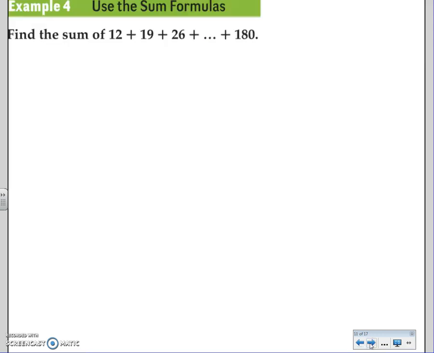Alright, so use the sum formulas. Find the sum of 12 plus 19 plus 26 plus and so on, all the way to 180. So first off, we figure out how many terms there are to go from 12 all the way to 180, and we can use that formula from before. Remember, a sub n equals a sub 1 plus n minus 1 times d. Well, we've got to know what d is, so let's find the common difference real fast. 19 minus 12 is 7, so we're adding 7. So I plug that in.